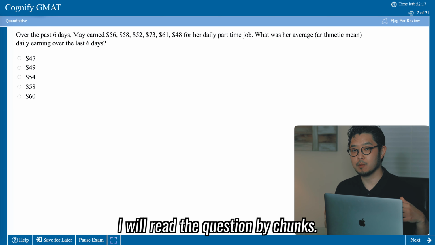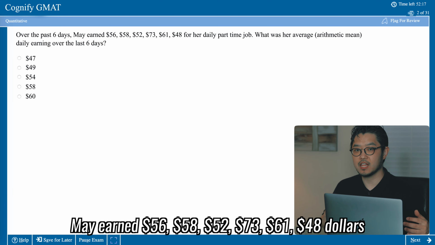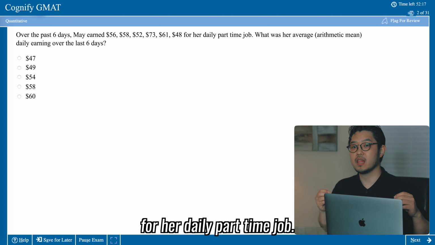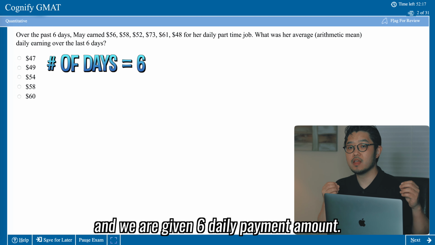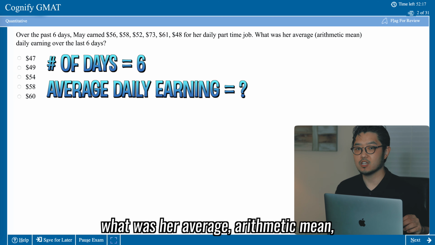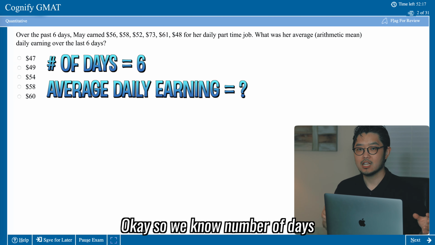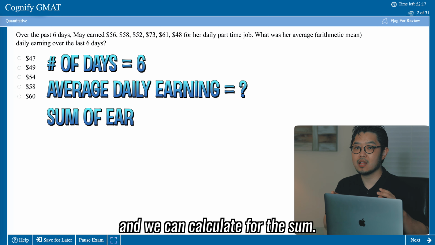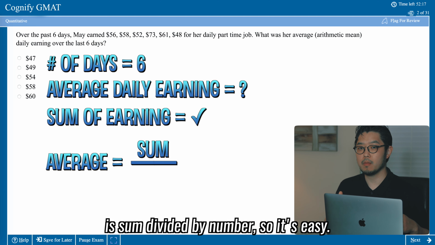I will read the question by chunks. Over the past 6 days, May earned $56, $58, $52, $73, $61, $48 for her daily part-time job. So we know the number of days, which is 6, and we are given 6 daily payment amounts. The question is asking, what was her average arithmetic mean daily earning over the last 6 days? Okay, so we know the number of days and we can calculate the sum. The formula for average is sum divided by number, so it's easy.